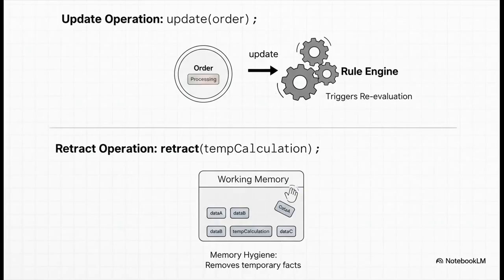This slide shows them in action right inside a then block. So we might change a property on an order object, and then we'd call update order to let the engine know. Or maybe after we're done with a temporary calculation object, we can call retract temp calculation to clean it up and free up memory.